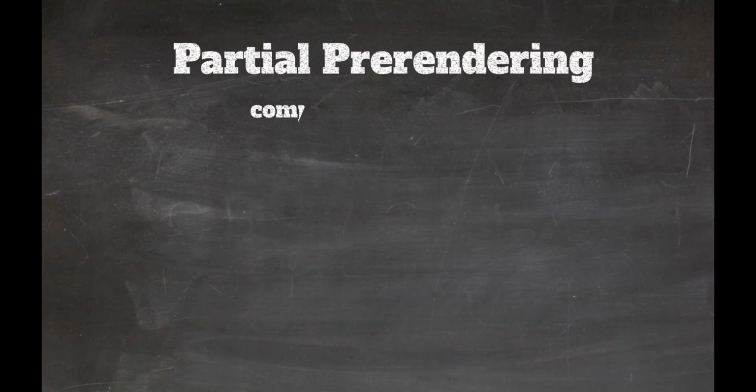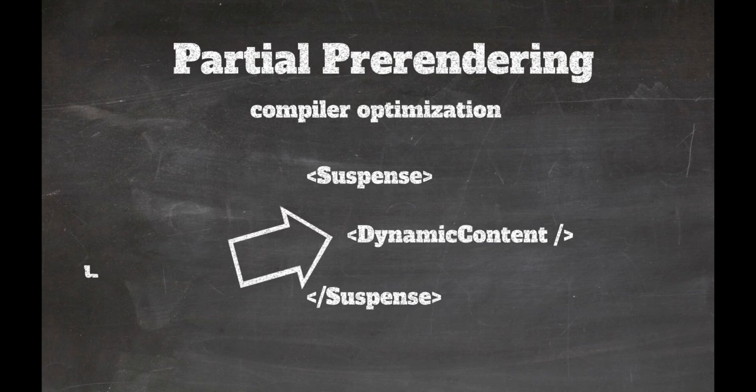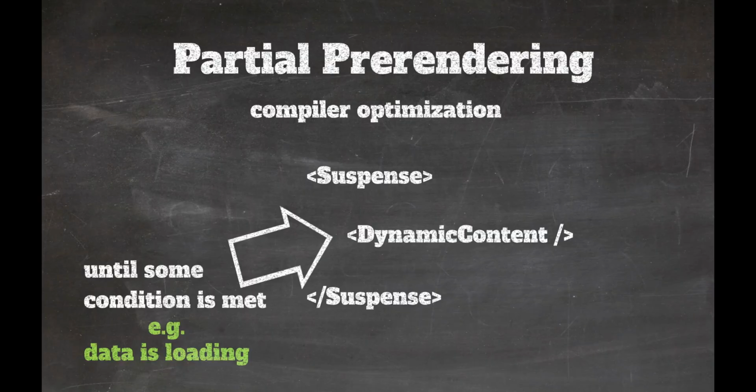And finally, number 3, my favorite, that's partial pre-rendering. That's a compiler optimization for dynamic content with a fast initial static response. Partial pre-rendering uses suspense from React to defer rendering parts of your application until some condition is met. For example, data is loaded.